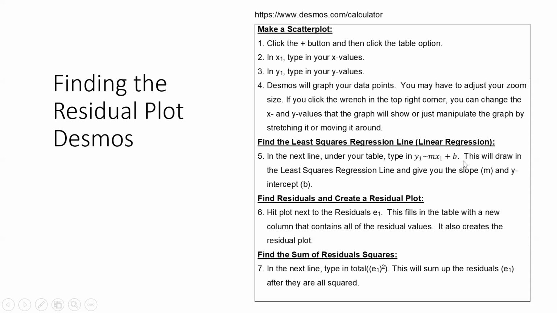In the next line, we're going to put in our regression model. Once you put in your regression model, it's going to draw the line for you. Next, there's going to be a little checkbox, and you're going to click on it because you want it to plot next to the residual, which is e1. And this will fill in the table with a new column containing all the residual values. In the next line, type in e1 squared, and then it should put all of your values on the table. So we're going to see how it goes.